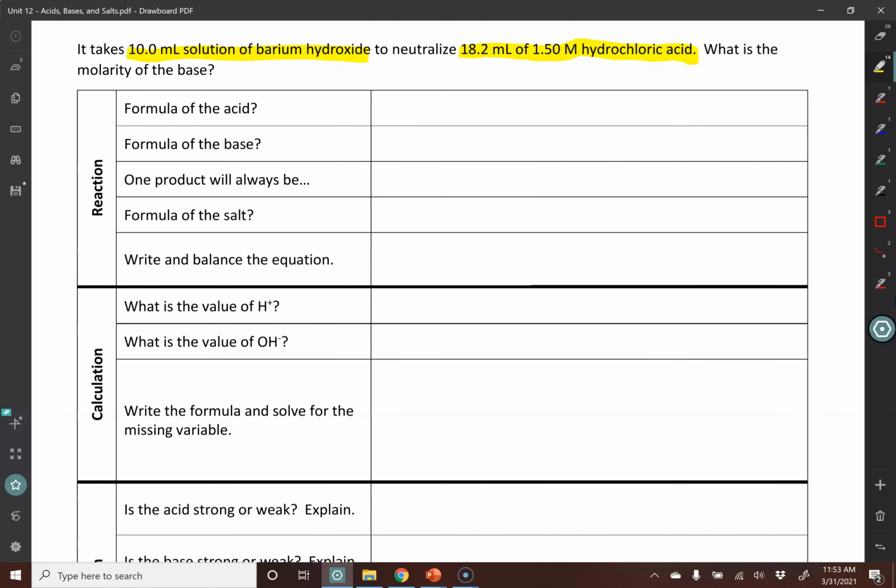So hopefully this reaction section is review. Formula of the acid. Okay, I'm told I've got hydrochloric acid. That's probably an acid that you knew well before you came to our chemistry class. That's going to be HCl aqueous. And if you want to kind of ignore your phases, we can let that slide. Barium hydroxide. Barium is a group 2 metal.